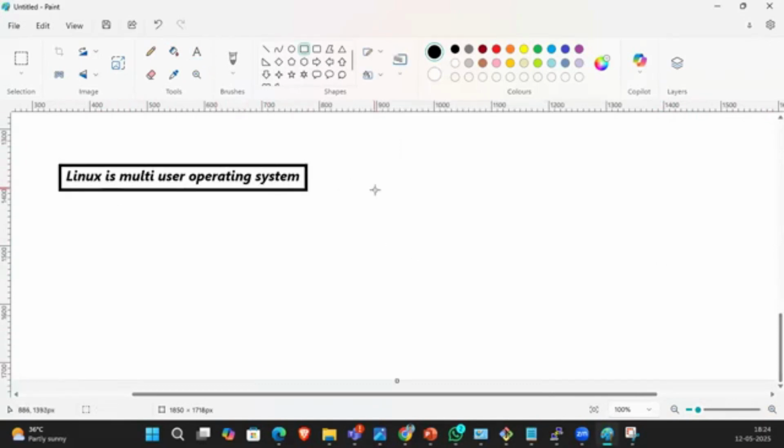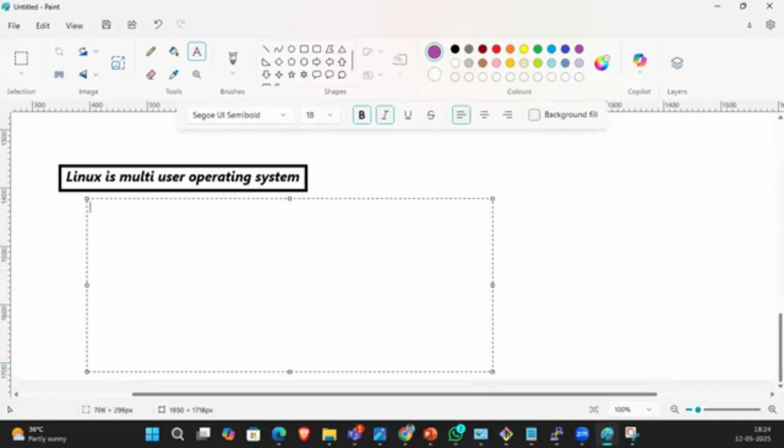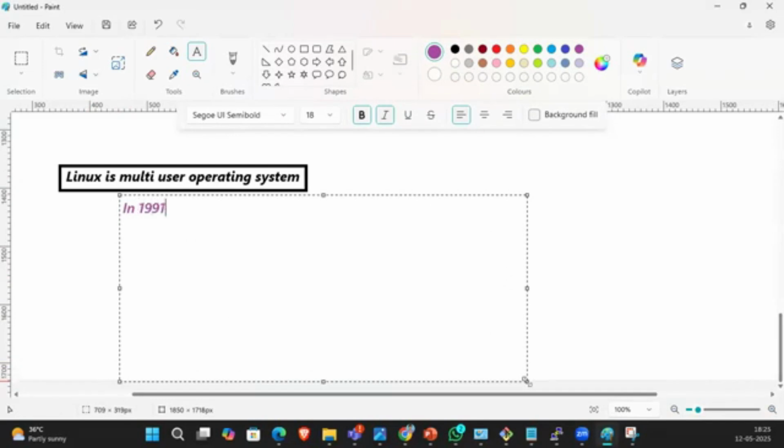Guys, understood? So who developed the Linux operating system? Linus Torvalds. Yes, very good. In 1991, Linus.